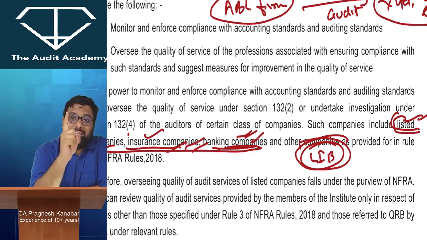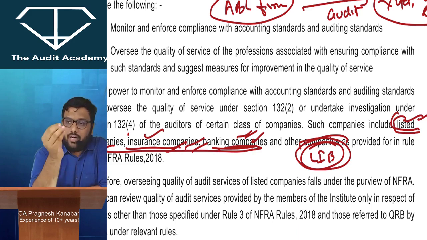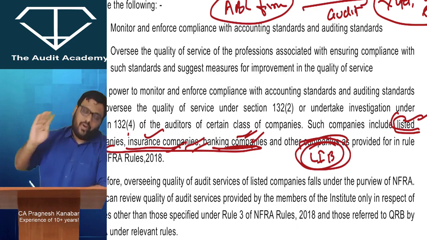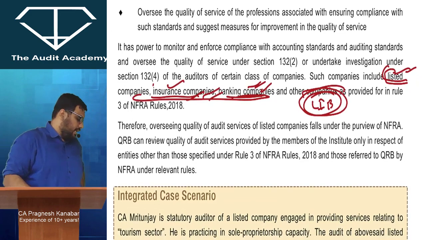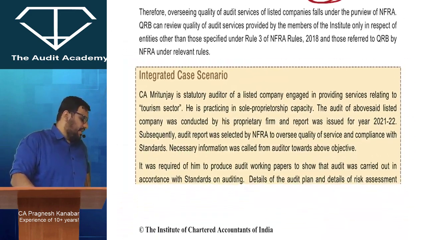So remember one English line. Quality review board cannot examine the quality of audit of such companies which are covered under NFRA jurisdiction unless otherwise referred by NFRA to do so. I want a confirmation. Are you clear with this? Yes or no, sir? Yes, sir. And after that, this chapter gets over.